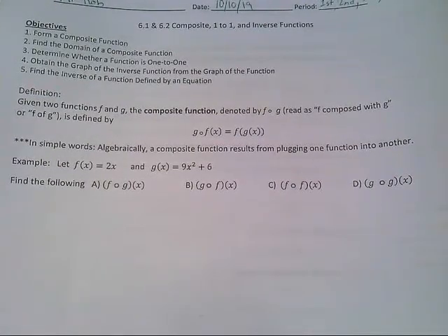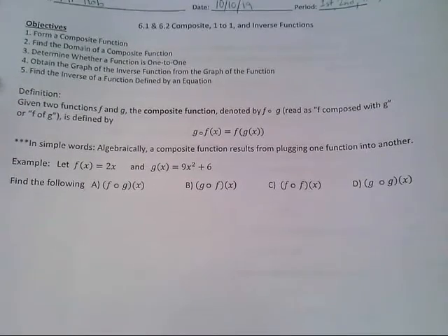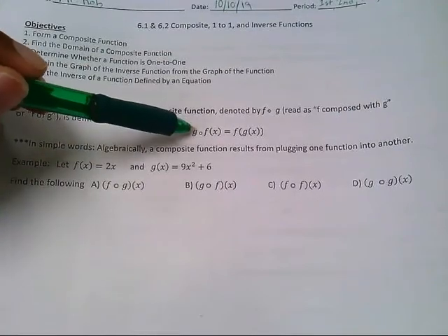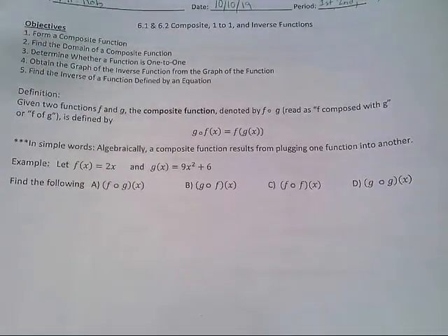So, for composite functions, here is our first definition. Given two functions f and g, the composite function denoted by f of g, which is read as f composed with g, or you just say f of g, is defined like this. Whenever you see this little circle between two functions, or sometimes it may be a closed circle, that simply tells you that you are going to do a composite function there. So you plug one function into the other.